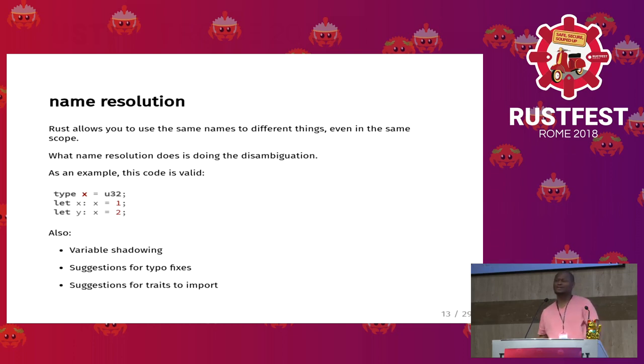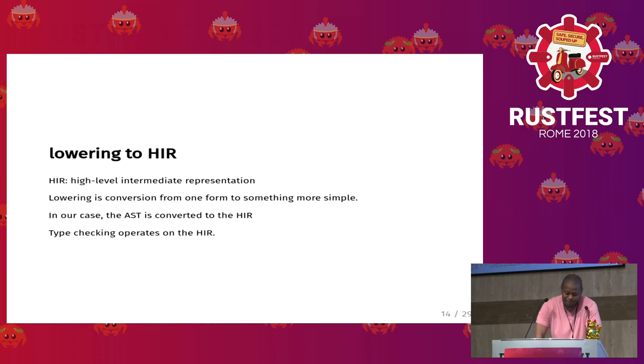You've seen how good Rust error messages are. They give you those kinds of suggestions, like when you try to use a type or method but you don't have the trait that defines it in scope. So it will give you suggestions for that, which is quite cool.